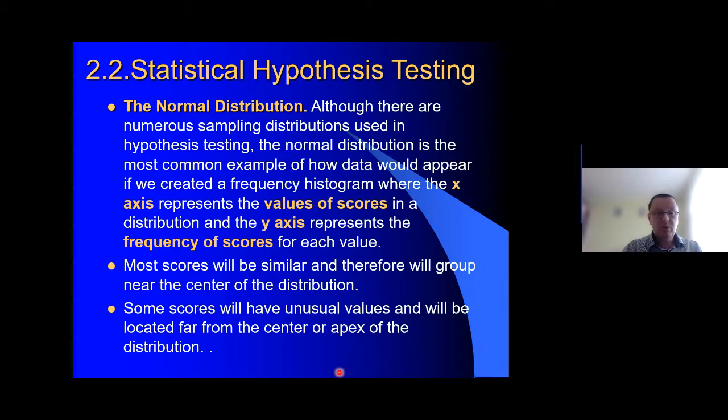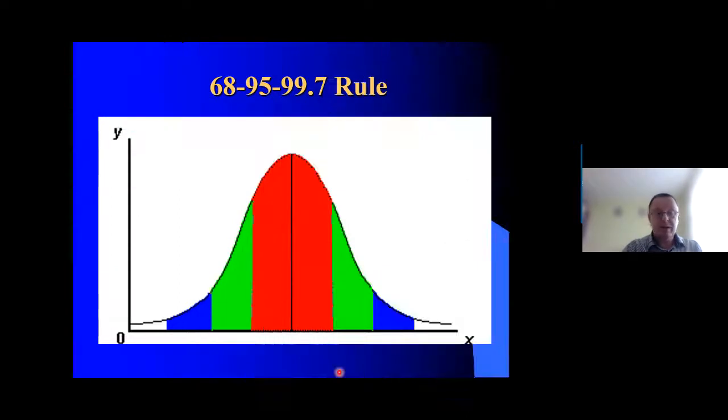So we have numerous sampling distributions in hypothesis testing. A normal distribution is the most common example of how data would appear if we create a frequency histogram where the x-axis represents the value of the score and the y-axis represents the frequency of the score for each value. Most scores will be similar, therefore they group near the center of the distribution. Some scores will have unusual values and will be located away from the center, toward the tails of the distribution. Practically it looks like this, and we can even assess a normal distribution with the 68, 95, 99.7 rule: 68% of data must lie within one standard deviation from the center, the mean or average, 95% within 2 standard deviations, and almost everything, 99.7%, within 3 standard deviations. So we will talk about the bell-shaped normal distribution.